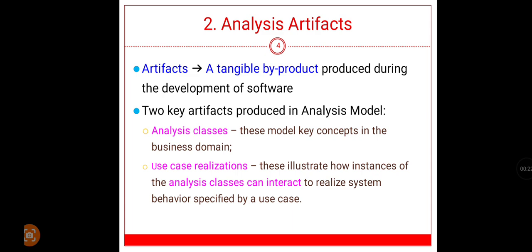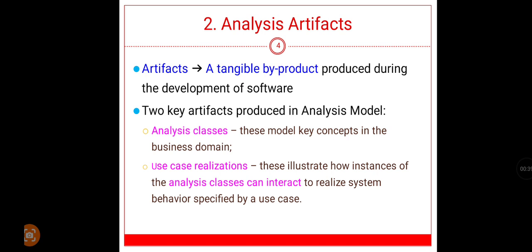The first is analysis class. These represent the important entities or concepts in the business domain. For example, in a hospital management system, entities such as patient, doctor, appointment, and medicine can be considered analysis classes because they represent real-world objects.